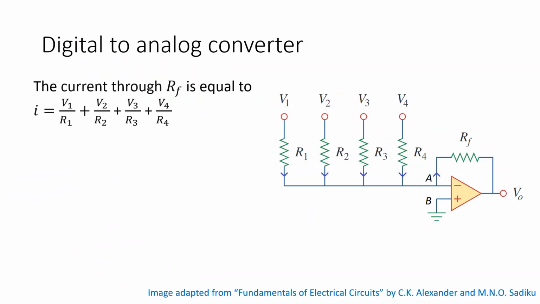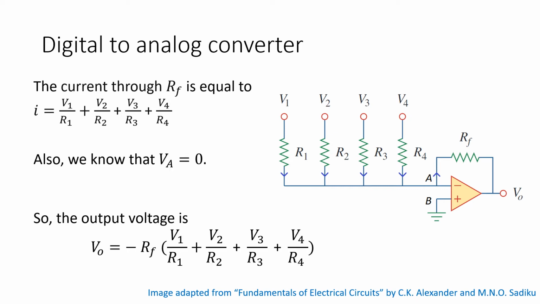So I have copied over the value of I from the previous slide and we know that the potential at point A is 0 because we have already discussed that the points A and B are virtually shorted. So since B is grounded, the potential of A must also be 0. So the output voltage, that is VO, is equal to minus RF times the current through RF. And the current through RF is given by this expression as we have already derived. So the output voltage is equal to this expression here.